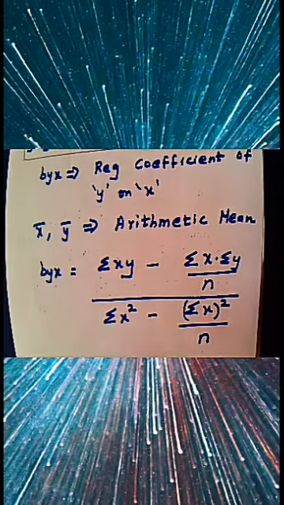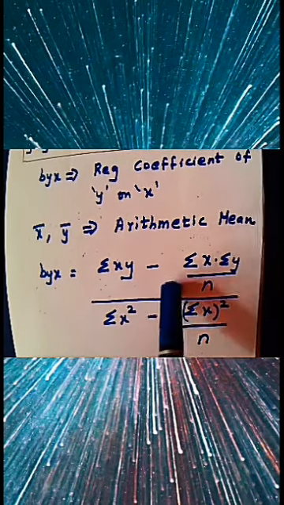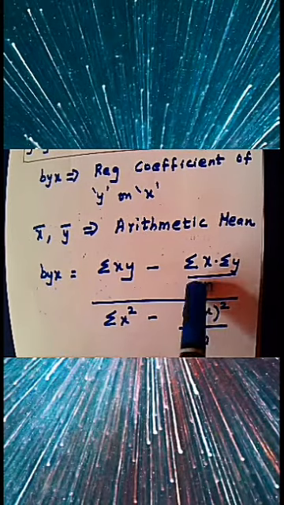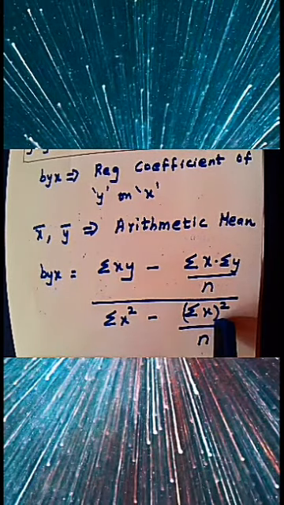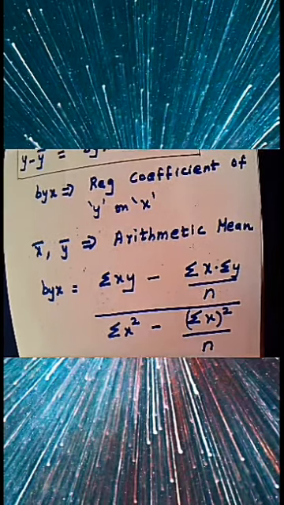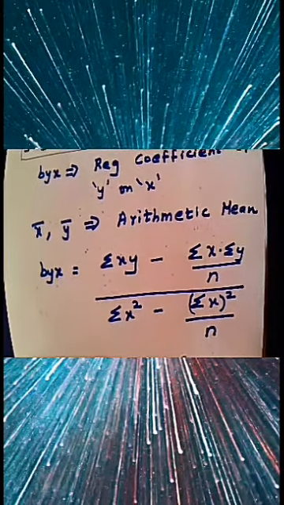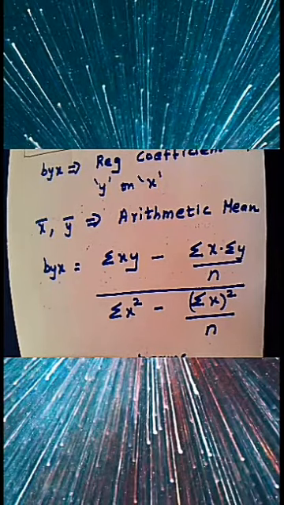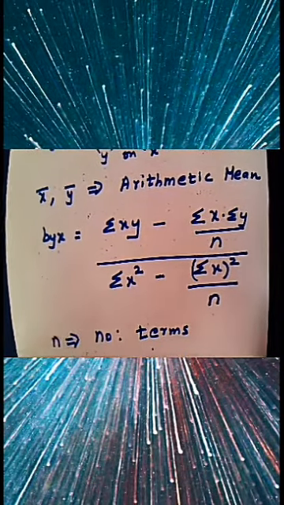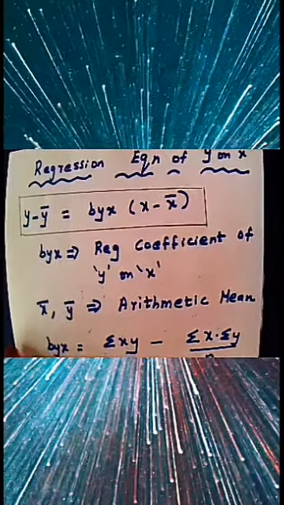Okay, all right. So this is going to be a little simple and easier to remember. byx is equal to summation of xy minus summation of x times summation of y divided by n, the whole term divided by summation of x square minus summation of x the whole square divided by n, where n is the number of terms. You can just have a look, and you can copy it.